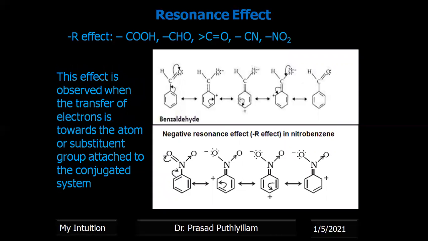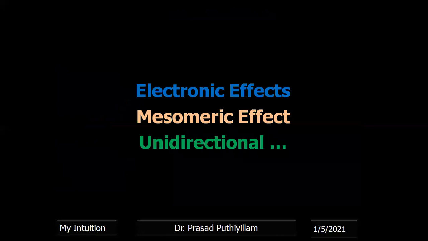For the minus R effect, if you take the examples benzaldehyde and nitrobenzene, here the movement of electrons is away from the benzene ring, towards the atom or group of atoms. So this effect we call the minus R effect.